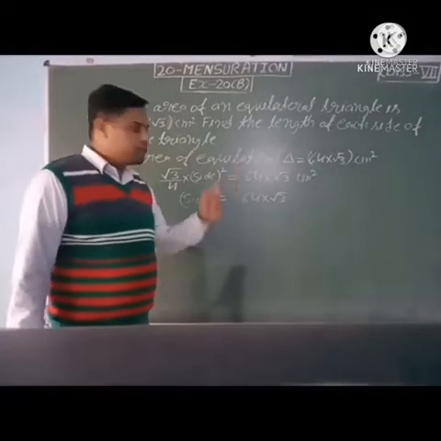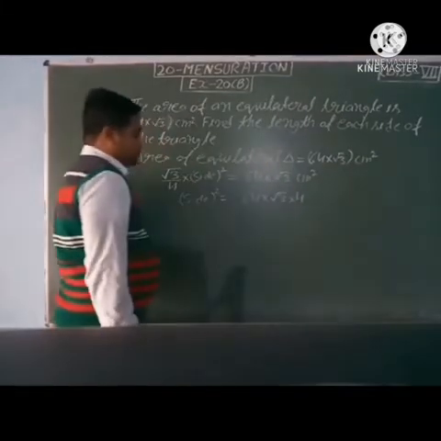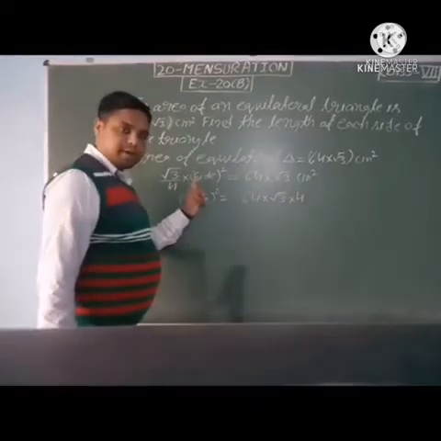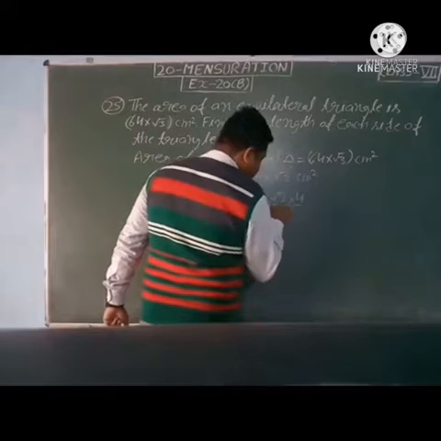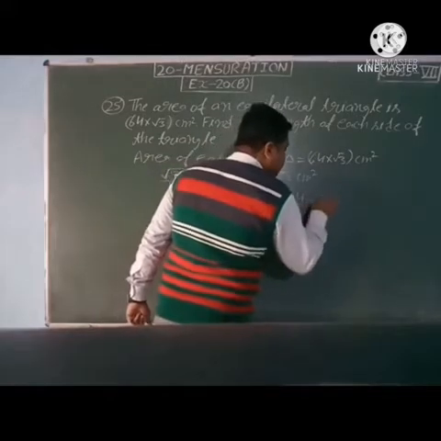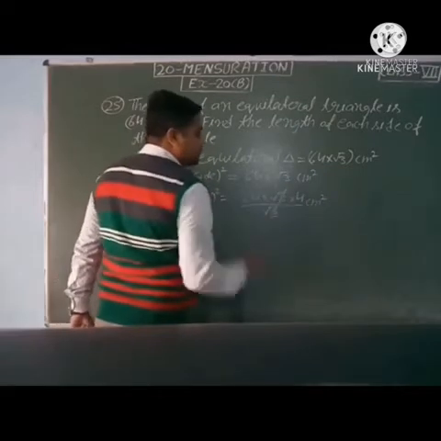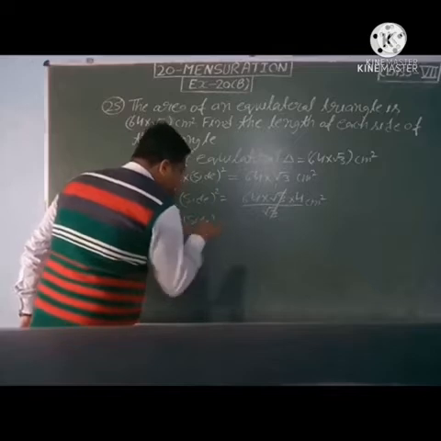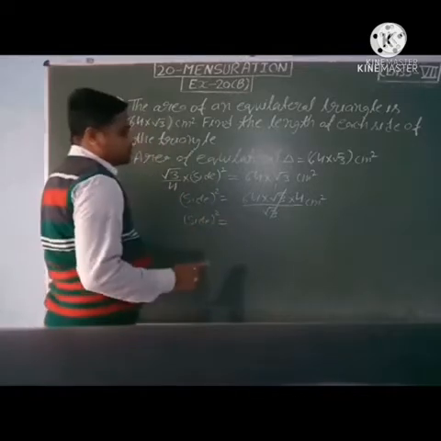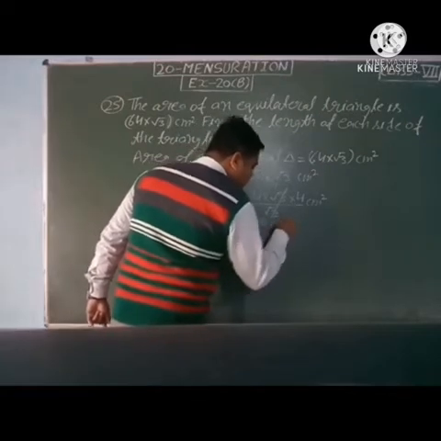So students, as you can see, 4 is divided with side square. Move to RHS, it changes into multiply. So multiply by 4. Root 3 is multiplied inside. Move to RHS, it changes into divide. And here centimeter square. So root 3 and root 3 cancel. Side square is equal to 64 into 4 centimeter square.